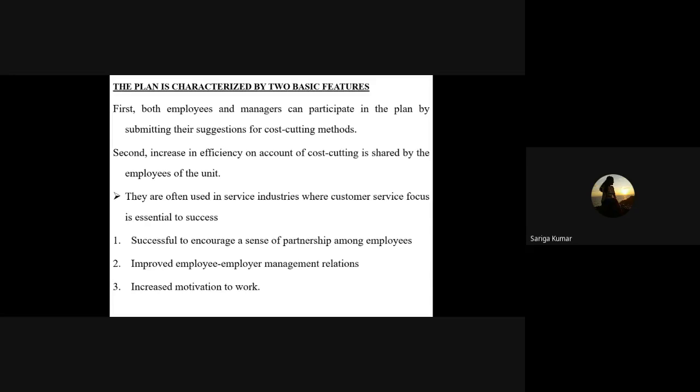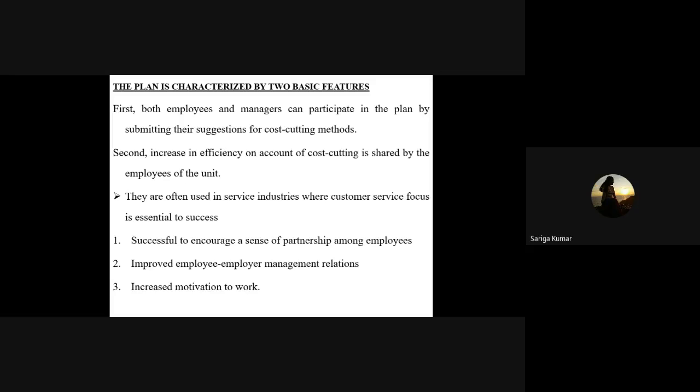Then we have one more: it helps to encourage a sense of partnership among the employees. If a suggestion is given by an employee, worked out by the top management, and a decision is taken that it can be a foremost consideration for cutting the cost, that makes all the employees feel their suggestions are valued a lot, and the sense of belonging comes easily. Then there is improved employee-employer management relationship, due to this open door type of policy, which helps to build confidence between the employee and the employer.